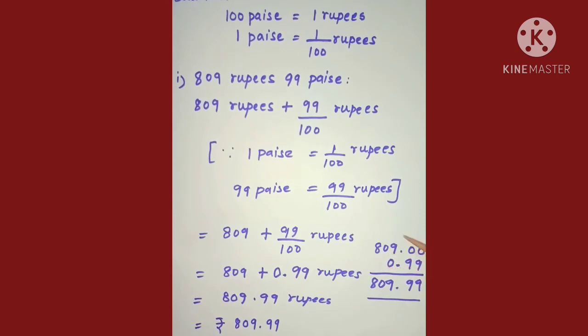Now adding these two values: 809.00 and 0.99. This is the first value, and here 809 is the whole part, so put the point, and there is no decimal part, so we can put 0 instead. The second value is 0.99. Adding these two numbers, 0 plus 9 is 9, 0 plus 9 is 9, 9 plus 0 is 9, 0, 8. So we get 809.99 rupees.